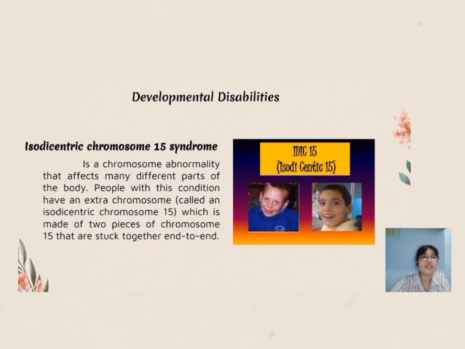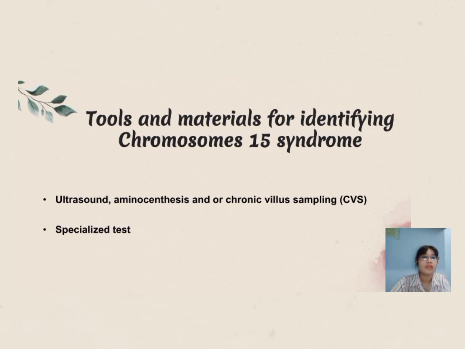Next is the Dicentric Chromosome 15 syndrome. Is a chromosome abnormality that affects many different parts of the body. People with this condition have an extra chromosome called a Dicentric Chromosome 15, which is made of two pieces of chromosome 15 that are stuck together end to end. Tools and materials for identifying this chromosome 15 syndrome is the ultrasound, the amniocentesis, and the chorionic villus sampling, CVS. Alam naman natin yung ultrasound.